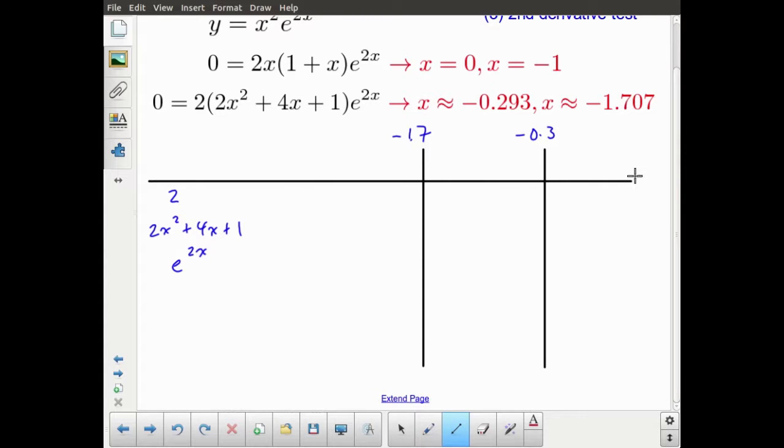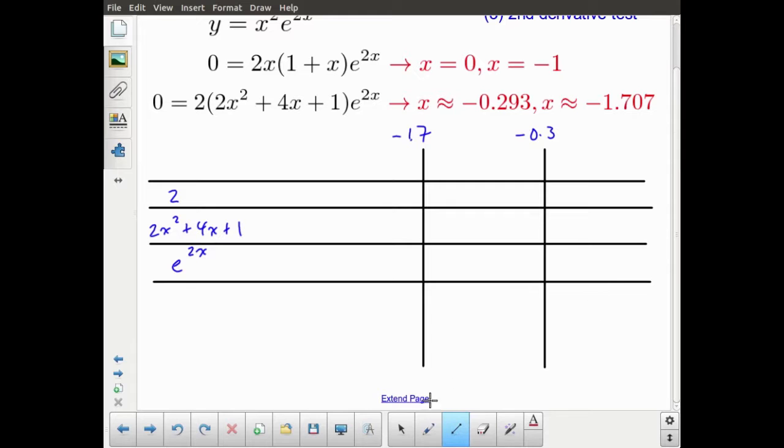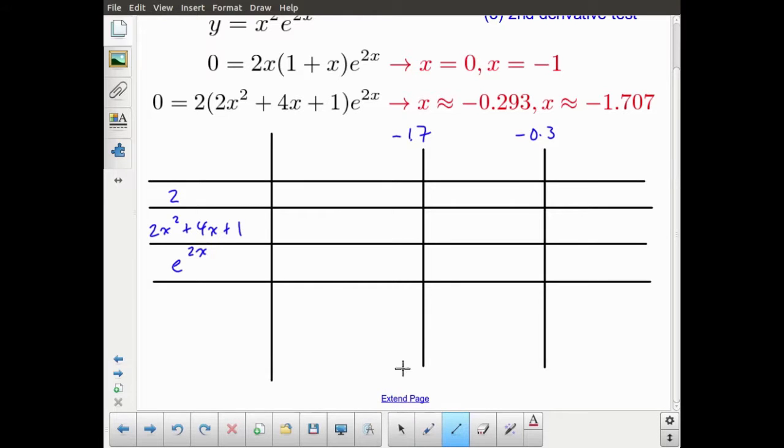Just to show you why I'm doing it, let's go ahead and put some lines in here. And you're going to see very quickly why I've said I don't really need that one. And actually, one more line here just to separate those out. Okay. Now 2 is always positive. So on this interval it's positive, on this interval it's positive, on this interval it's positive.